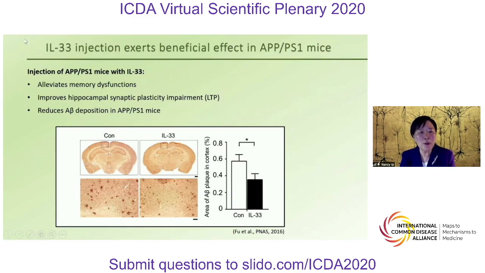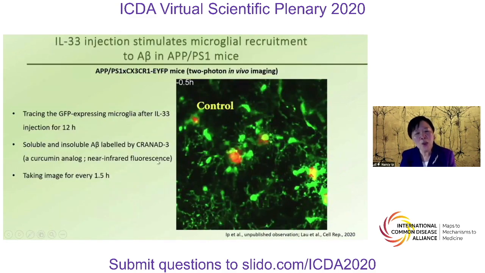So we injected IL-33 into APP-PS1 mice intraperitoneally. And we found that IL-33 injection can alleviate memory dysfunction. It can restore the impaired hippocampal synaptic plasticity and also reduce A-beta deposition in APP-PS1 mice, as shown in this quantitation here. So how does IL-33 bring about this beneficial effect? Well, since microglia play a very important role in the clearance of A-beta, we investigated whether IL-33 can regulate the interaction between microglia and A-beta.